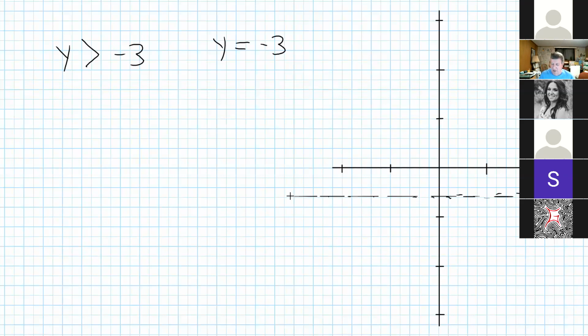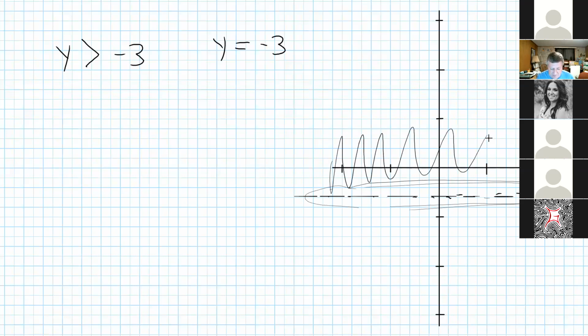Now, why did I draw it dotted? Because it's just greater, it's not equal to. So are we talking above or below the dotted line? Y is greater than -3. It would be below because y is greater than. But if this is y is -3, where would a greater y value be? Above. Yeah, -2 is greater than -3.